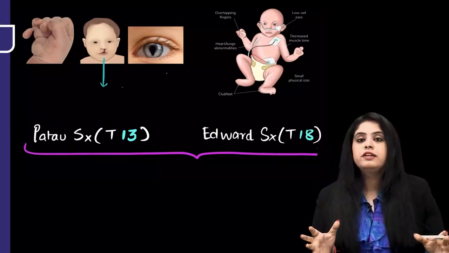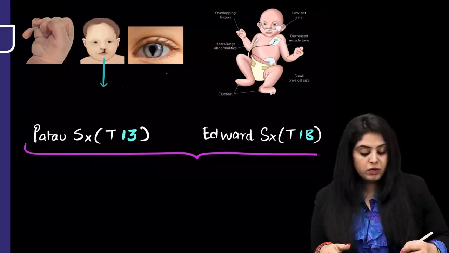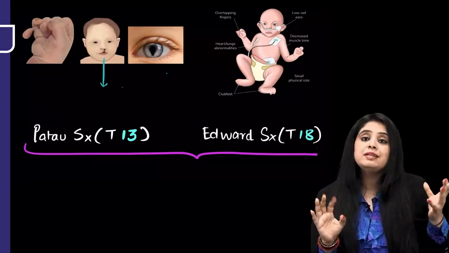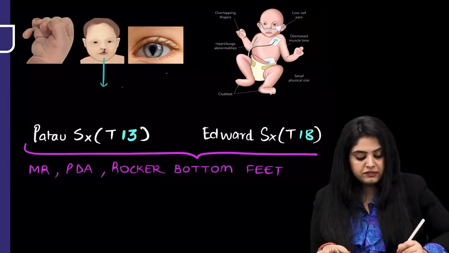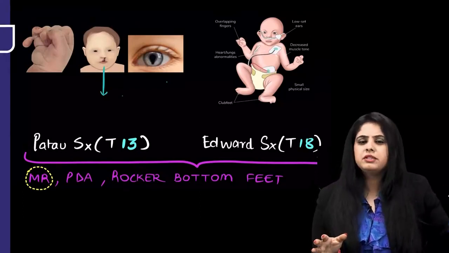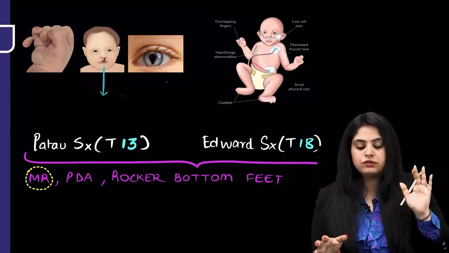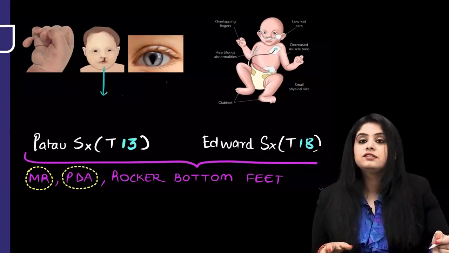Now before I go on to their features, there are some things which are common between them. If I ask you what are the three things which are common between Patau and Edward, please note that firstly both these kids are going to be mentally retarded. So mental retardation is coming everywhere. It was in Downs, it is in Patau, and Edward is also going to have it. Their cardiac abnormality is the same, patent ductus arteriosus.